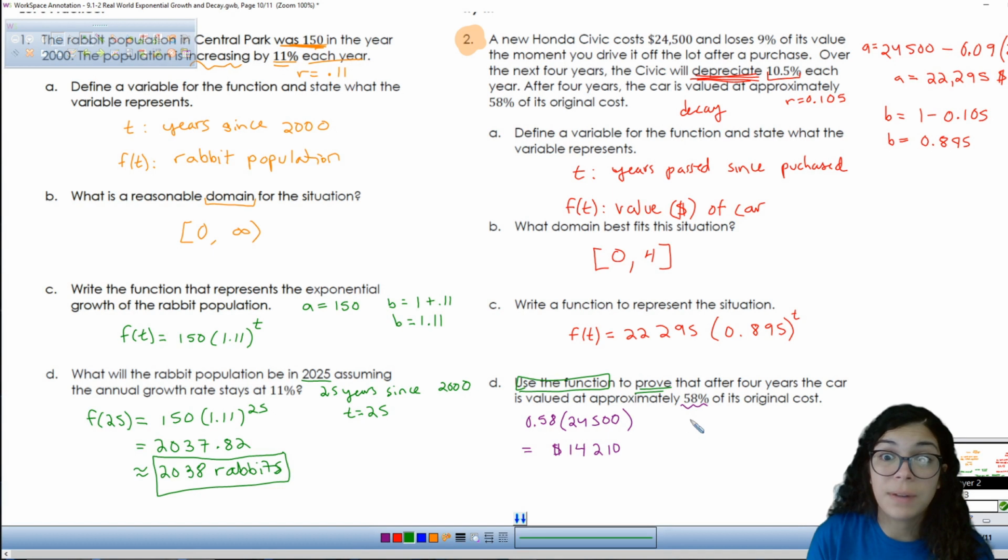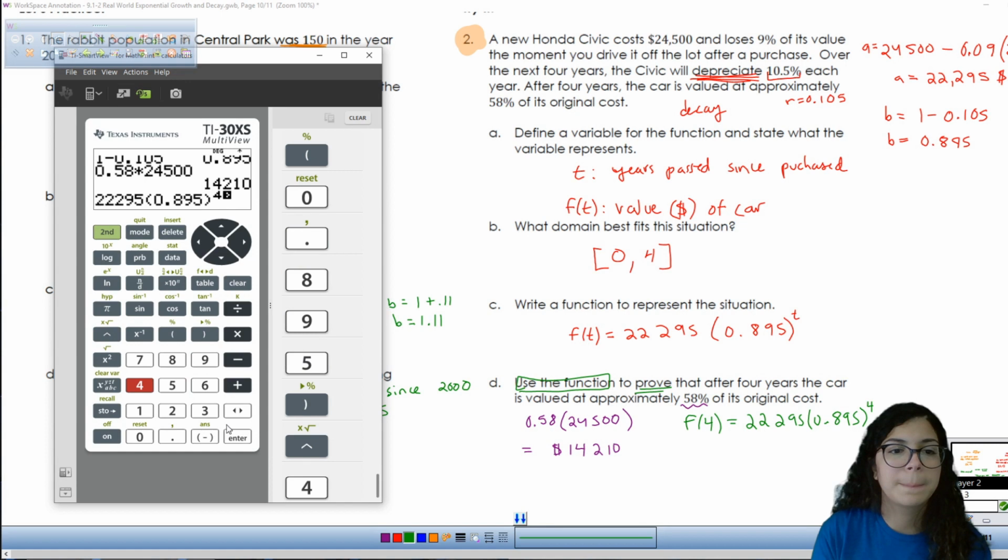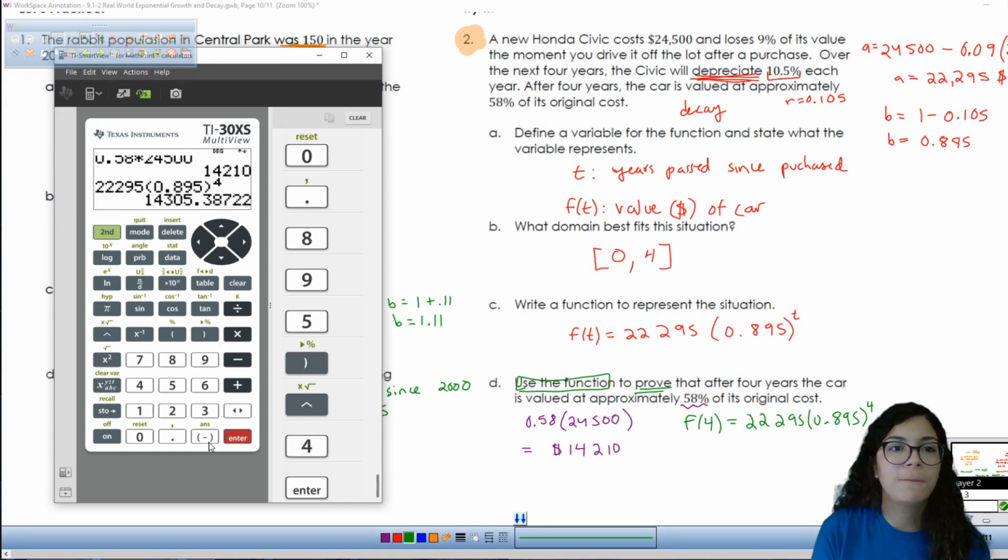Now, all they're asking us to do is to use our function to show that that is actually true. So let's go ahead and find, using our function, what the value is at 4 years. Which would be 22,295 times 0.895 to the power of 4. So let's go ahead and calculate that. 22,295 times 0.895 to the power of 4. And we get 14,305.